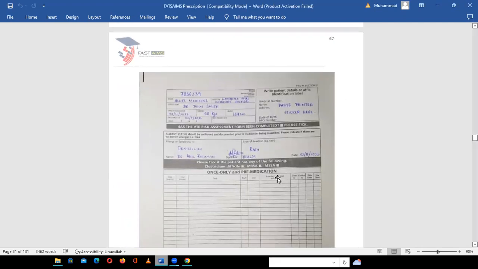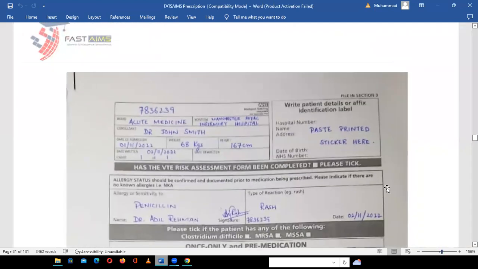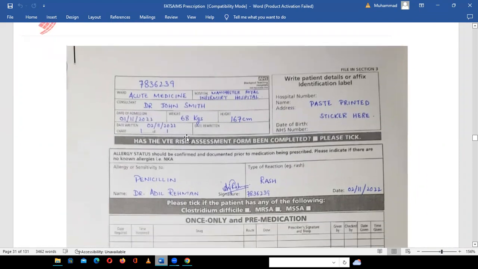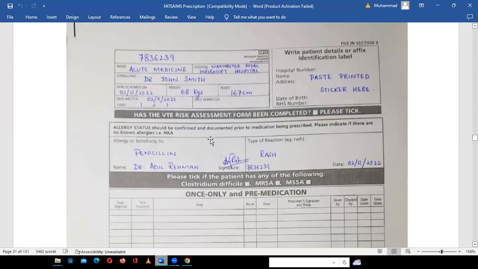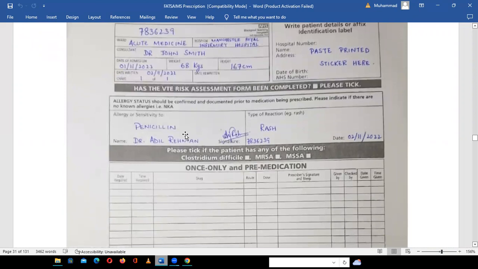So we can see that all the details are here. GMC number, never forget to write your GMC number. Okay, and then ward, hospital, consultant, admitting date, and the date, your exam date over here, where I have written 3rd of November. You have to write your exam date over here. Okay, and also mention allergies.